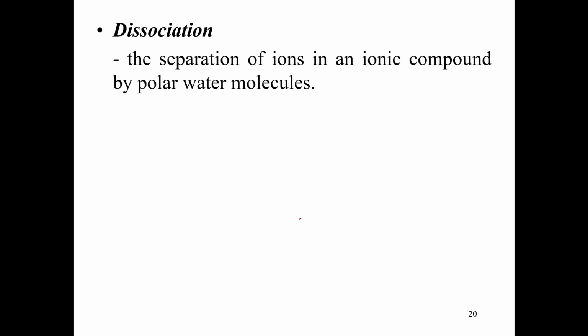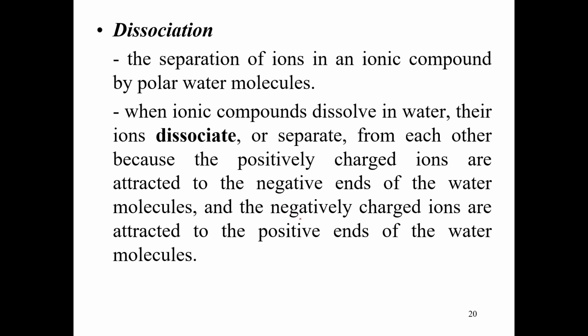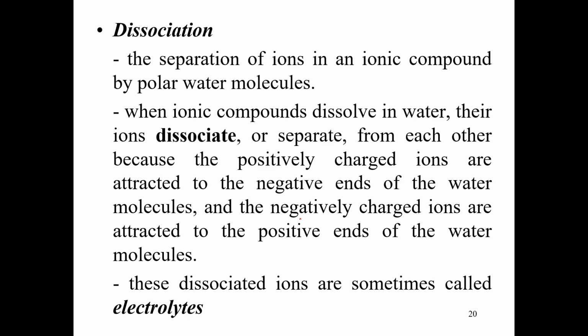Next, we have dissociation. What is dissociation? Dissociation is the separation of ions in an ionic compound by polar water molecules. When ionic compounds dissolve in water, their ions dissociate or separate from each other because the positively charged ions are attracted to the negative ends of the water molecules and the negatively charged ions are attracted to the positive ends of the water molecules. These dissociated ions are sometimes called electrolytes.